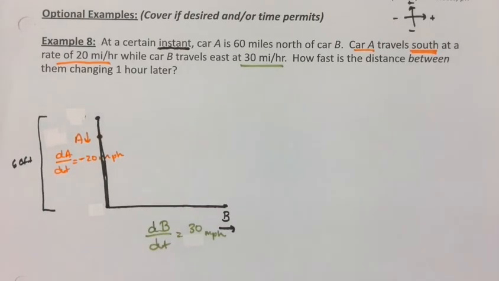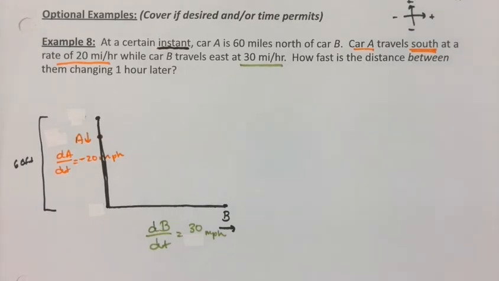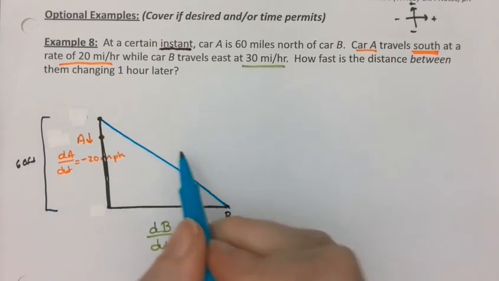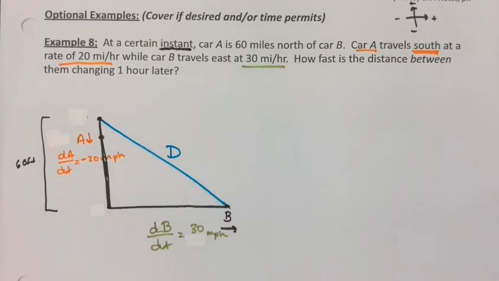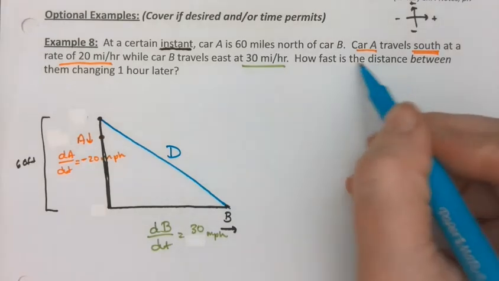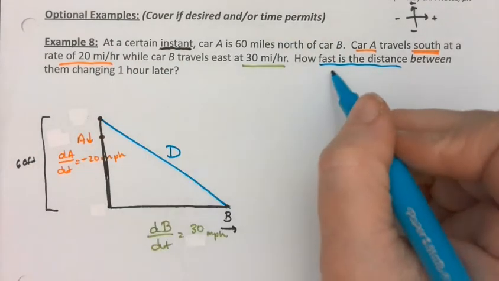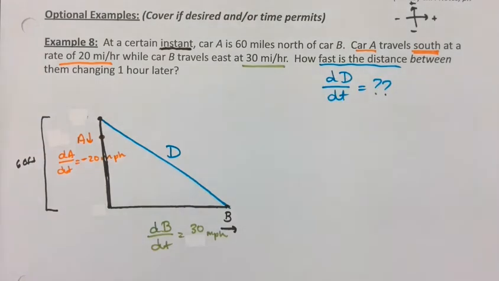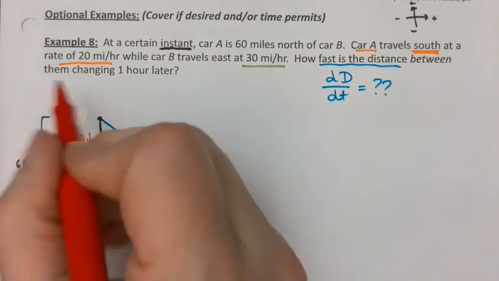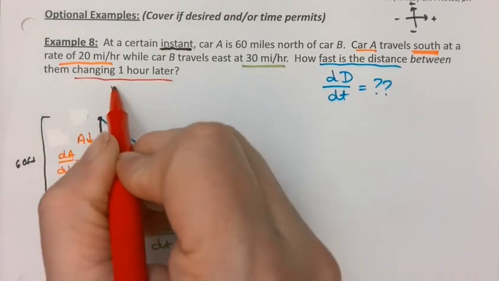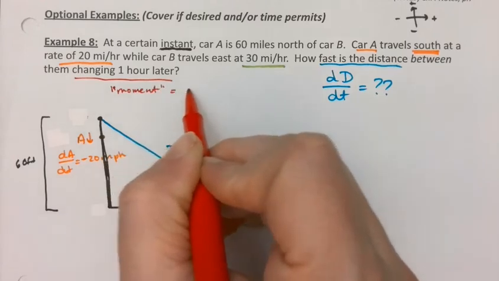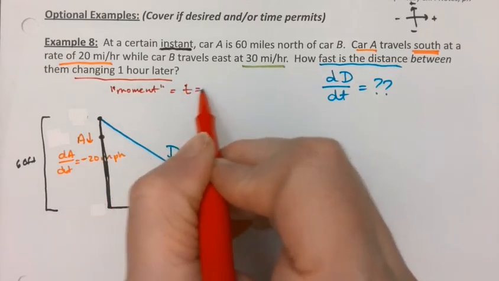All right, now it wants to know how fast is the distance between them changing at 1 hour later. So the distance between them is right here. I'm going to call it capital D for distance. And what we want to know is dD/dt. And the only other piece of information they give us is the moment we're trying to look at. So the moment that we want to take a snapshot of is when t is equal to 1 hour.